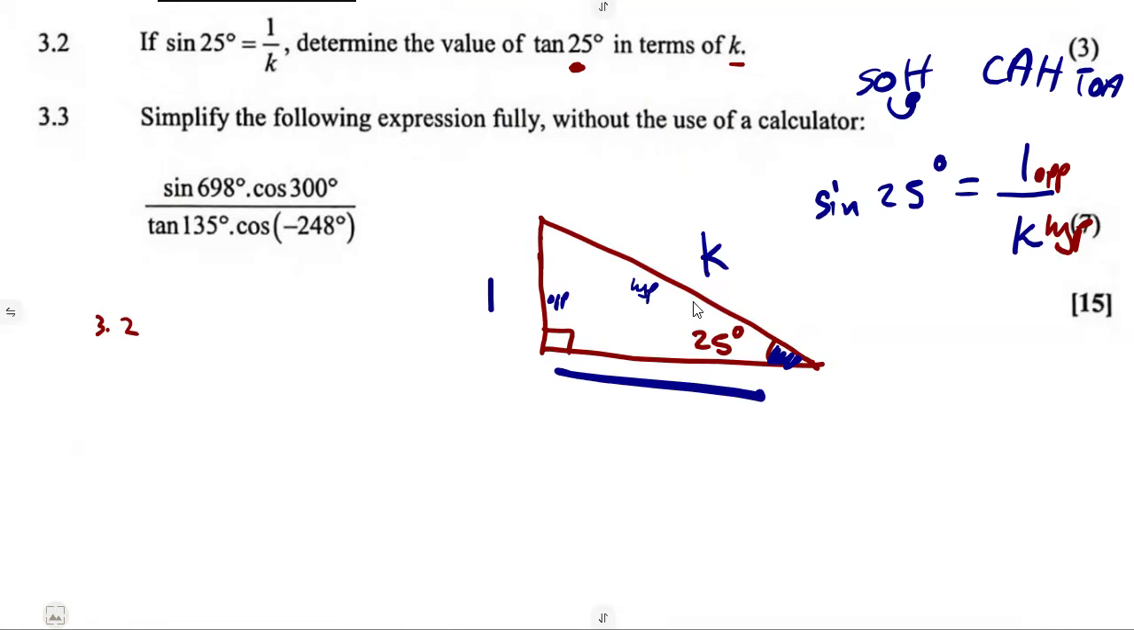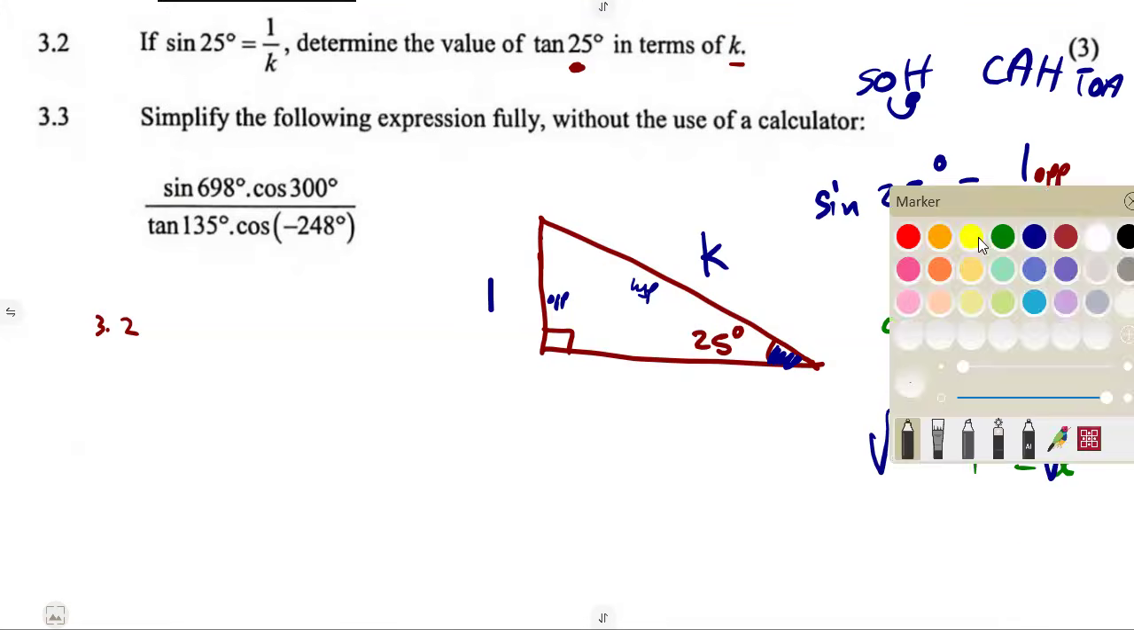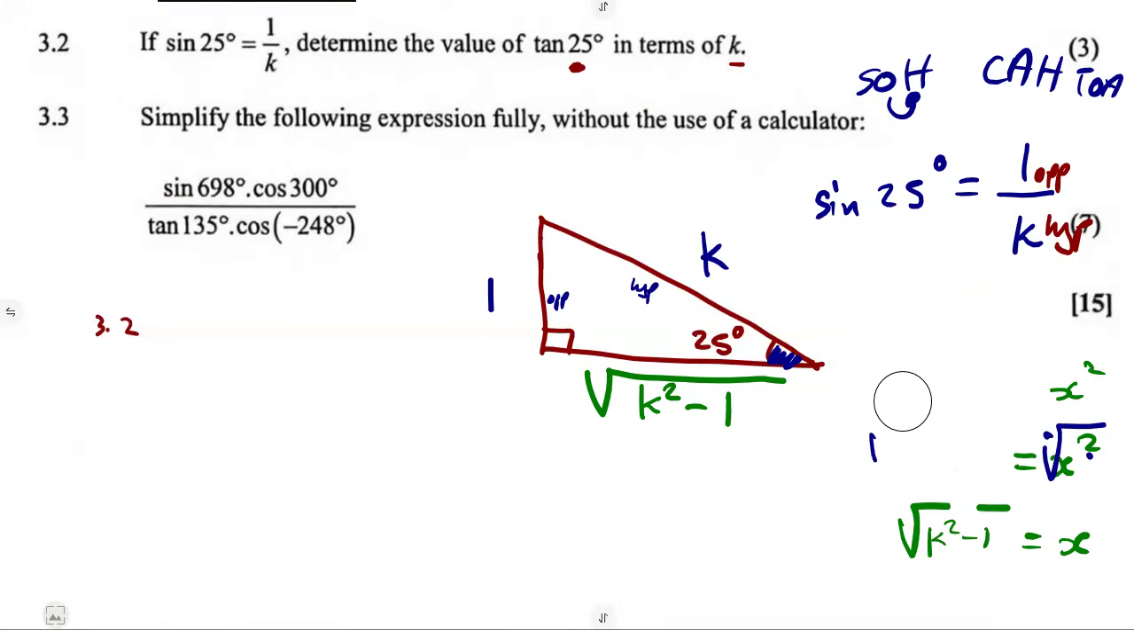So you can find the third side so that you can find the tan of 25. The third side, using our Pythagoras' theorem. Remember, the hypotenuse squared: c squared is equal to a squared plus b squared. The hypotenuse we are given is k, so k squared equals 1 squared plus x squared. You can call it x, whatever you want. So we need to find x. 1 squared is 1, take it across, and introduce the square root. You have got your x: x is the square root of k squared minus 1.